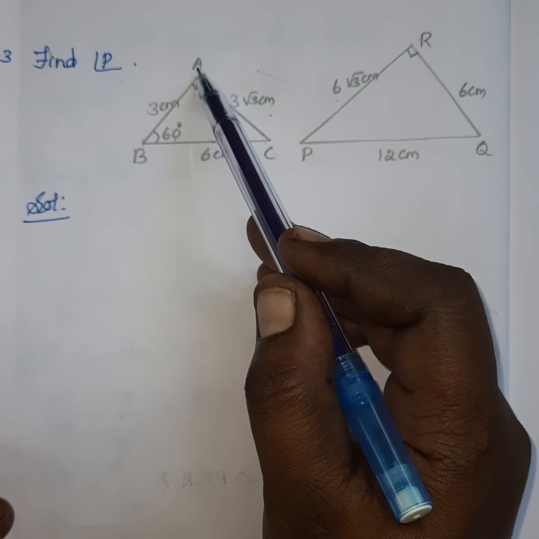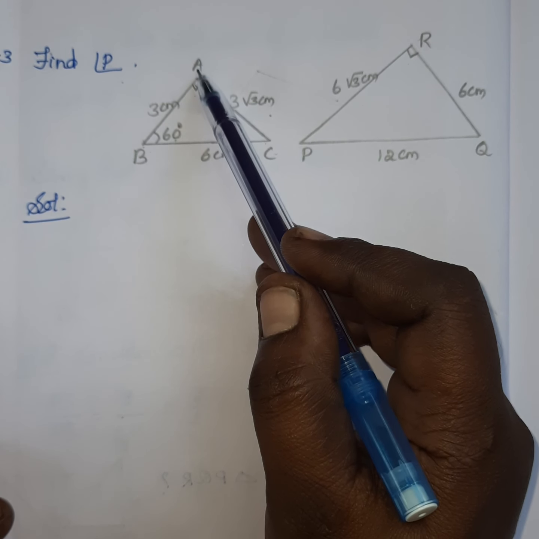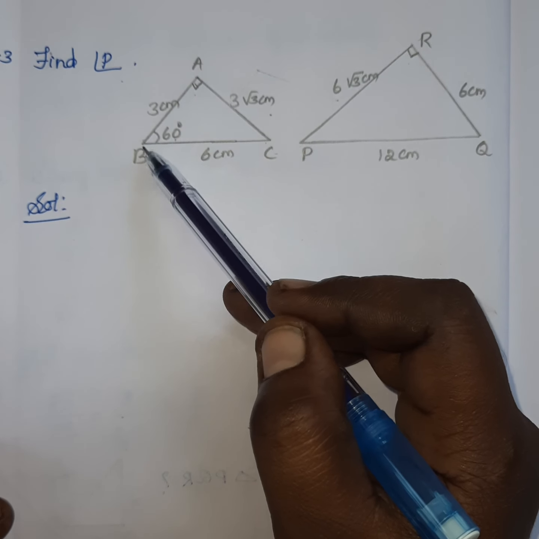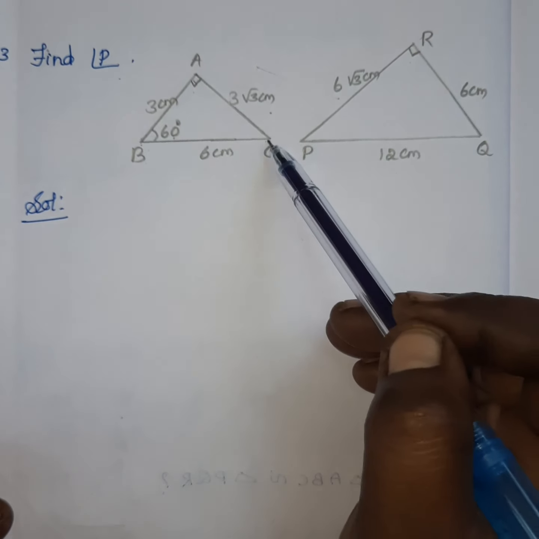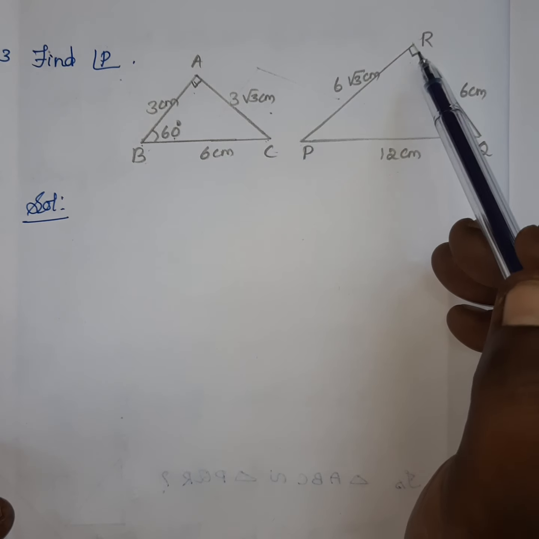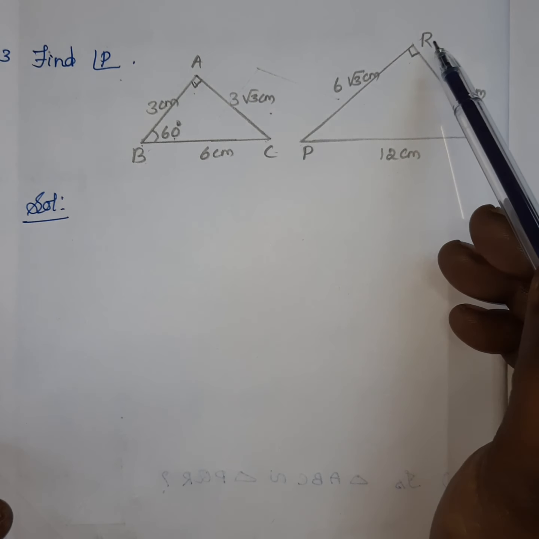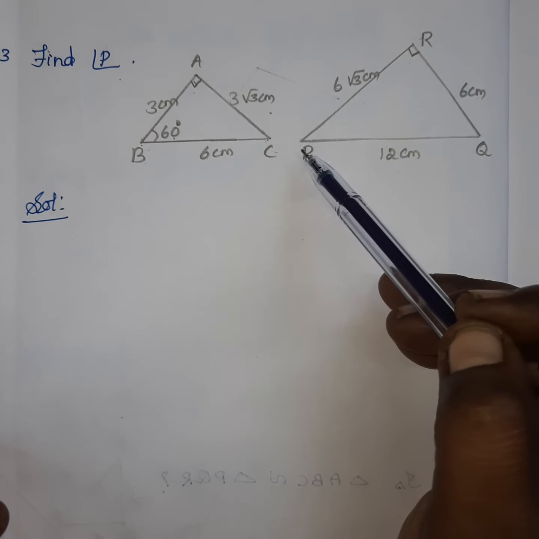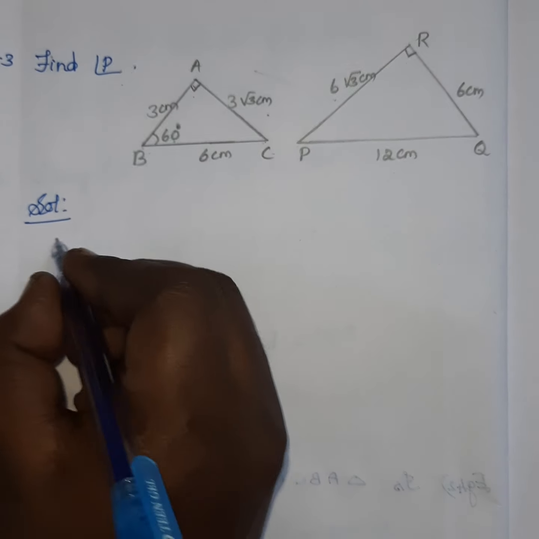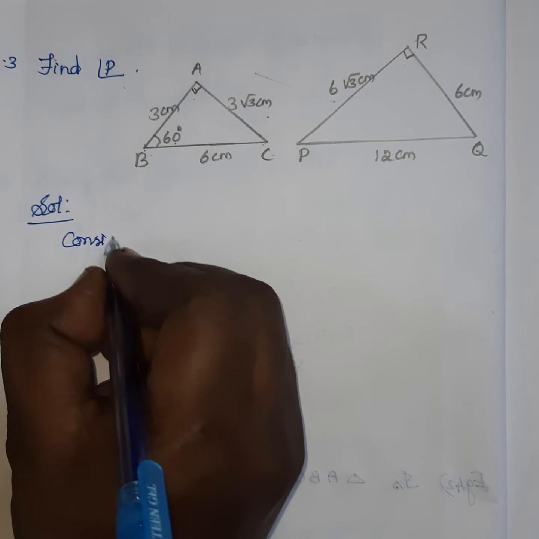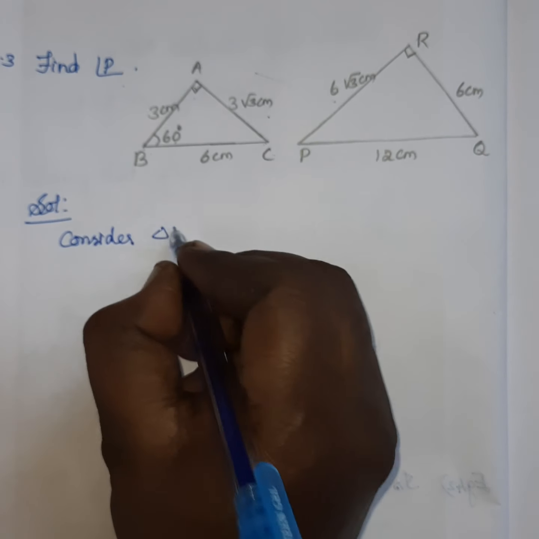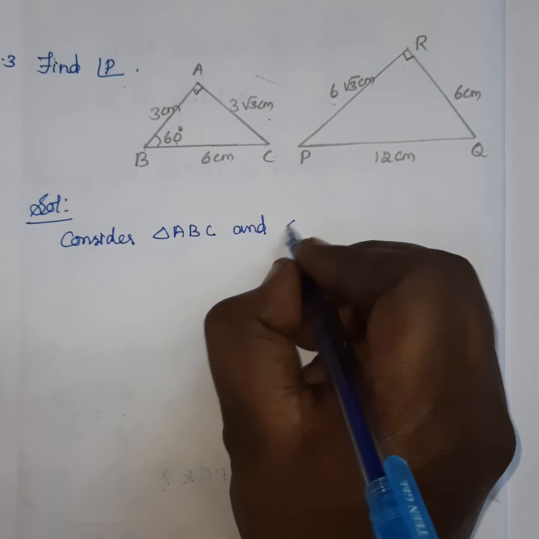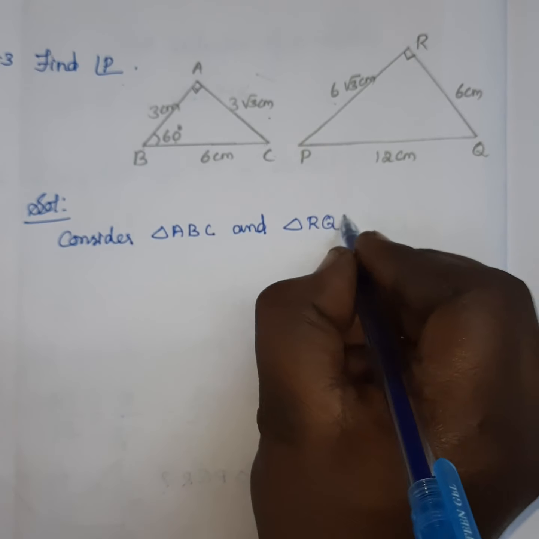So from the 90 degree vertex we start A, then we are taking the first side as the smallest side AB. So AB, the third vertex C. Like the same here also 90 degree vertex is R, smallest side is RQ, so RQP. Are you clear? Okay, right. Consider triangle ABC and triangle RQP.